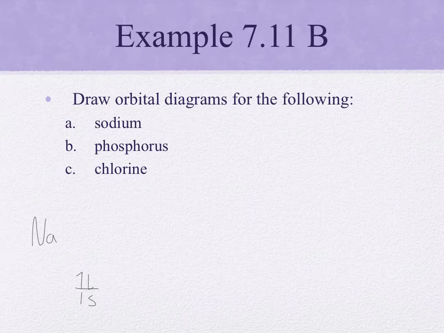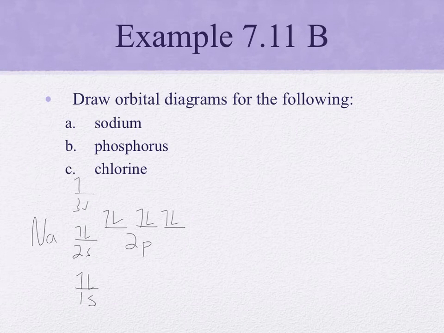1s, I put 2 electrons. 2s has 2 electrons. Now 2p has 3 orbitals that are degenerate. So we put the electrons in up, up, up, down, down, down. They're all equal energy, so we put them there. And then 3s has 1 electron in it.